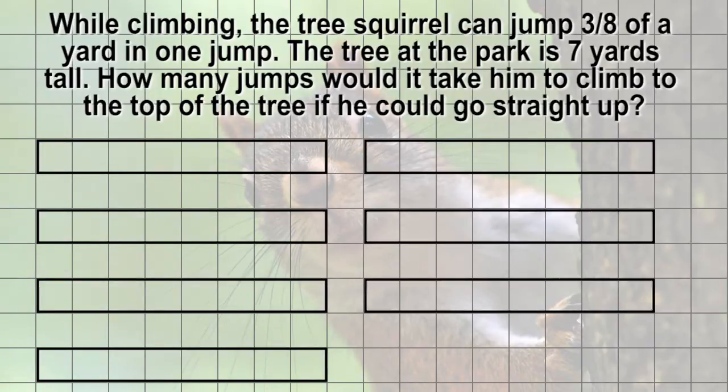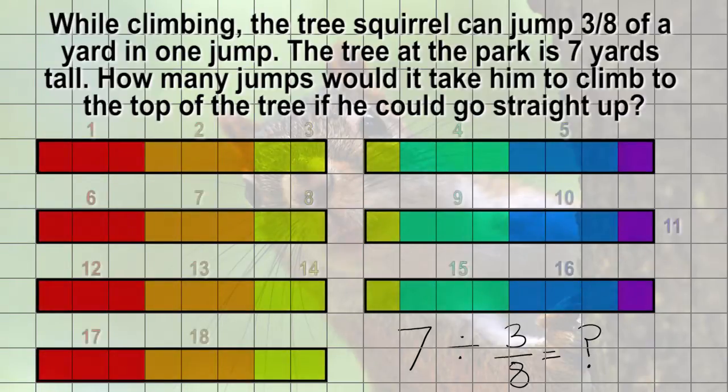Drawn rectangles represent each yard. Since the fractional unit in the problem is eighths, each rectangle is drawn to include 8 sections. Each small unit square inside the rectangles represents 1/8 of a yard. The mathematical question being asked by this problem is how many 3/8 are in 7, or how many 3/8 of a yard jumps will the squirrel need to make to reach the top of the 7 yards tall tree. To answer this question, groups of 3/8 need to be made and counted. There are a total of 18 groups of 3/8 yards.